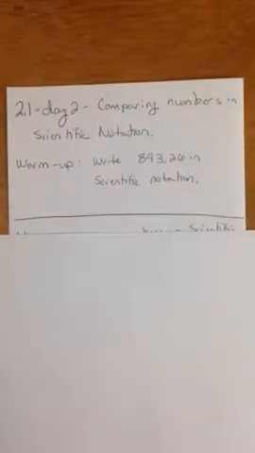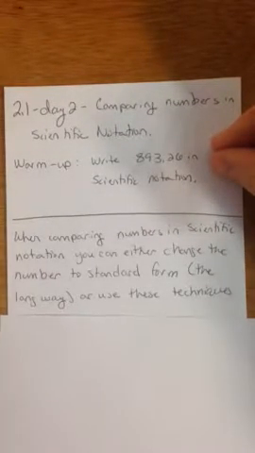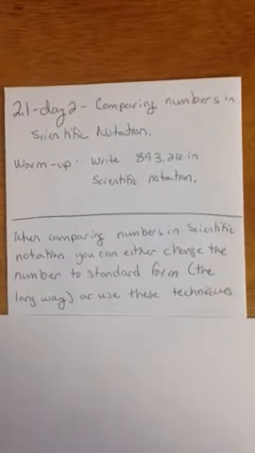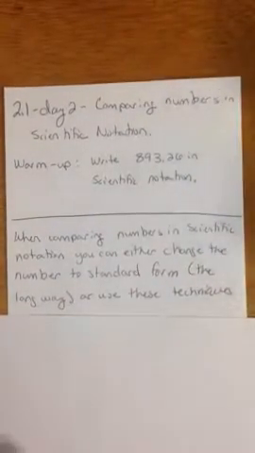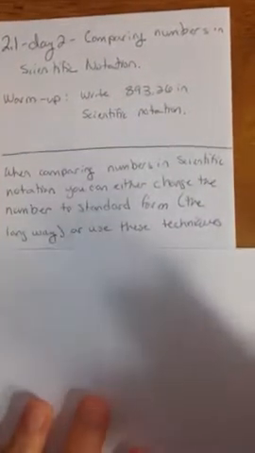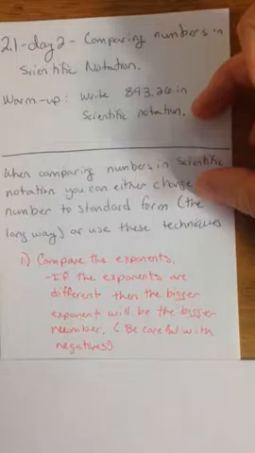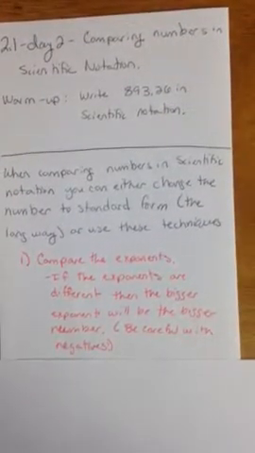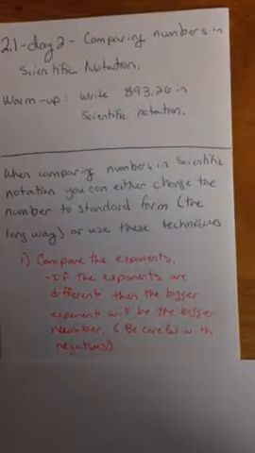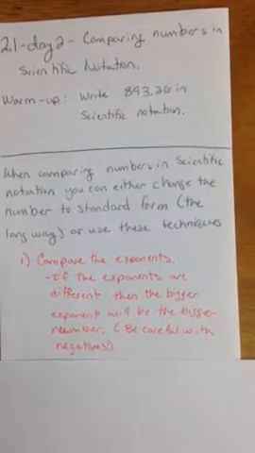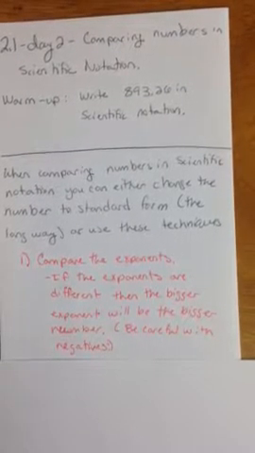When we're comparing numbers in scientific notation, there's two ways to do it. You can either change it into standard form like we did in the last section and compare the two numbers, because you know how to compare two numbers in standard form, or you can use these types of techniques. The first technique is if the exponents are different, you just look at the bigger exponent. So if I have 10 to the third and 10 squared, the number with 10 to the third is obviously going to be bigger.